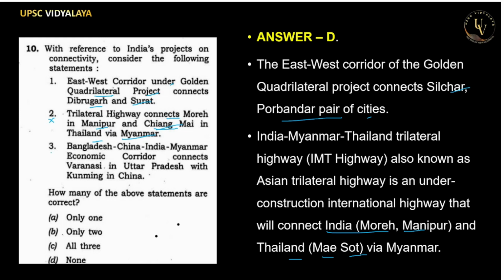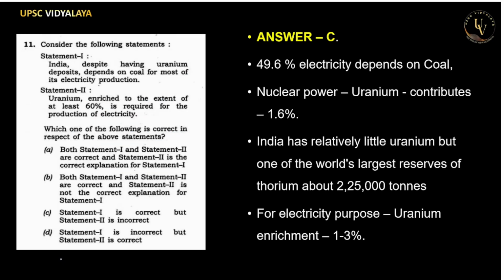And third, the Bangladesh, China, India, Myanmar economic corridor connects Varanasi in Uttar Pradesh with Kunming in China. So it is not Varanasi in Uttar Pradesh, it is Kolkata in West Bengal. Okay. So how many of the above statements are correct? The answer is none. None of the above statements are correct. Did you understand this point? Okay. Now let us understand the 11th question.